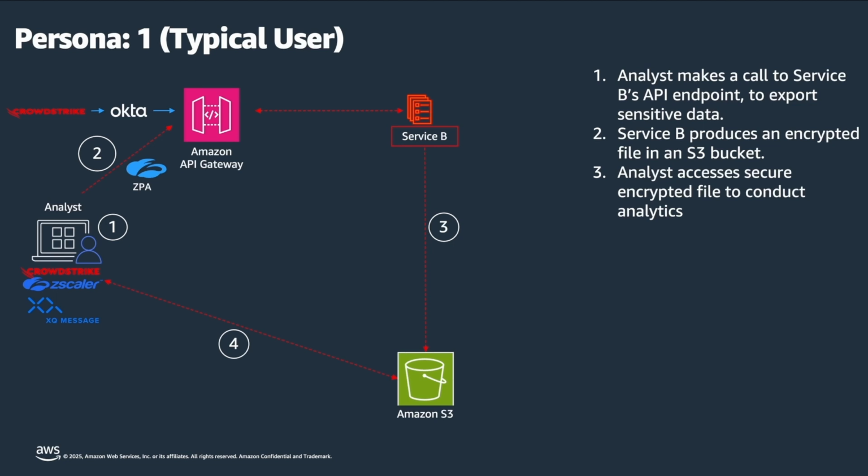Service B produces an encrypted file and stores it within Amazon S3. The S3 bucket is mounted as an SMB share by utilizing Amazon Storage Gateway File Gateway, which is taking advantage of XQ Message Vault in order to then be able to access those files.